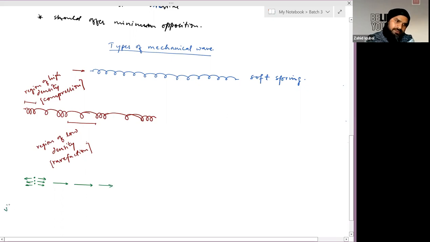So this is the vibration of particle, and this is the propagation of wave, and both are parallel to each other. Hence, it is called longitudinal wave.